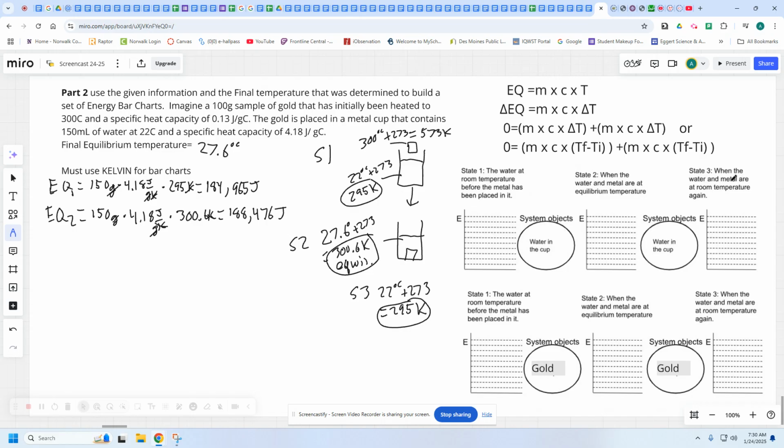Now in state 3, the water's back at room temp again. I'm not going to make anyone recalculate that because state 3 for the water is similar to state 1. Water was at room temp in state 1. So really, I'm just going to write down my answer so I can have it on my screen. State 3 is going to be the same as the 184,965 joules. Okay, that's water. Now water's done.